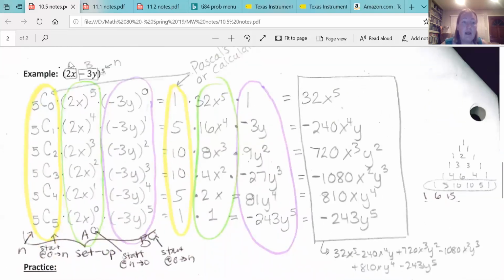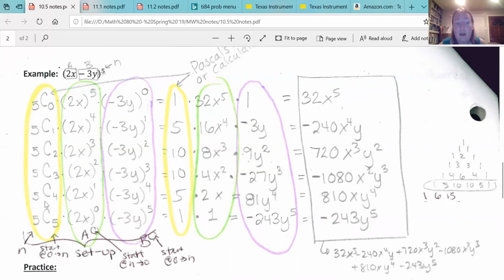So here's my A, my first term, here's my B, and here's my N for this example. Again, start with my N, and I do C of 0, then 1, then 2, then 3, then 4, and I stop when these match up. So again, start at 0, end at N. Put your first term and raise it to the exponent all the way down to 0, and then the second term with 0 all the way up to your exponent. Again, in parentheses, it's that whole expression. So it might have just a number, or it might have just a variable, or it might have a combination.